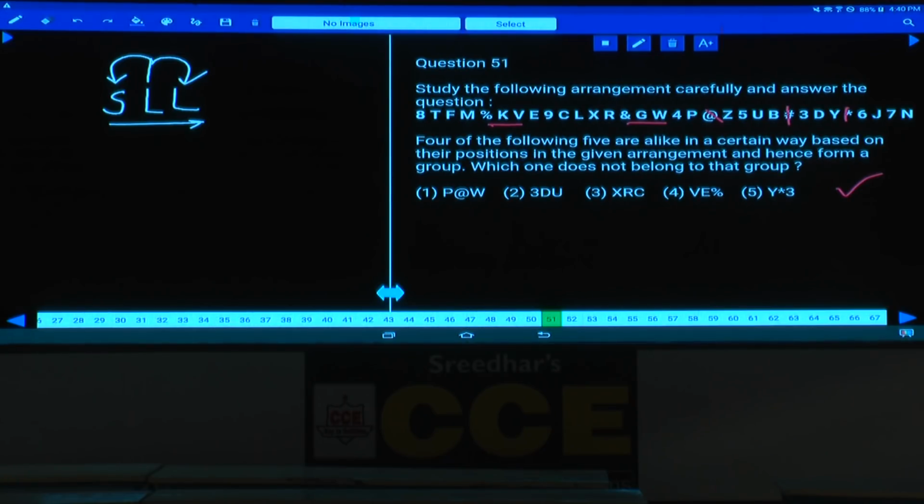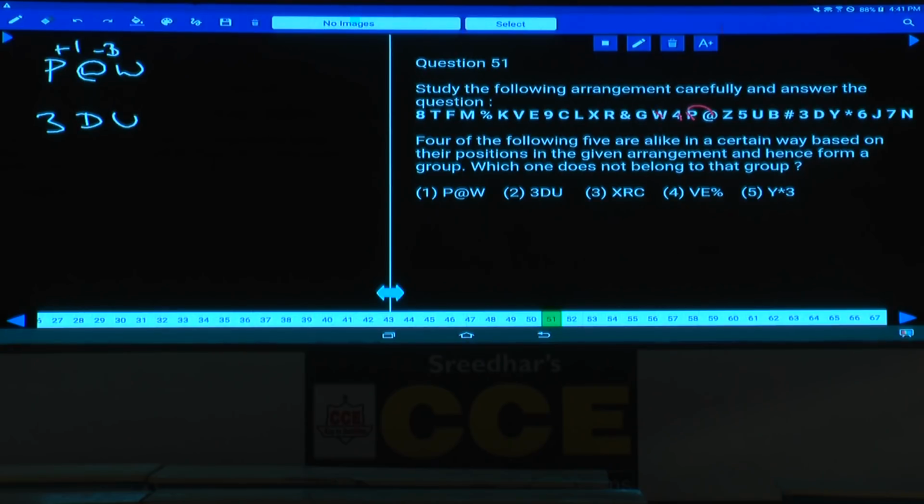Then question number 51. In this, four of the following five are alike, and it is an odd man out. Which one does not belong to that group? P@NW. Let us see how to approach. P to @ is plus 1, and then minus 3. Next one, 3DU. Between 3 and D, it is plus 1, and D to U is minus 4... wait, here the pattern is plus 1 and minus 4.